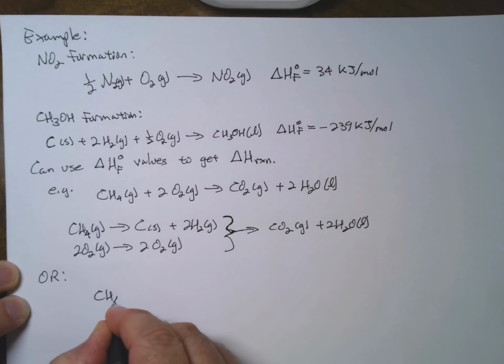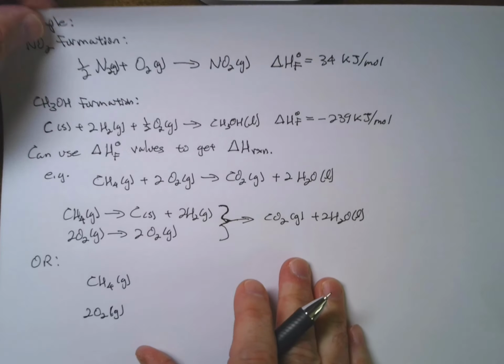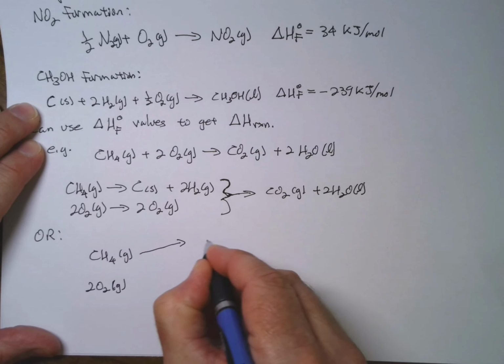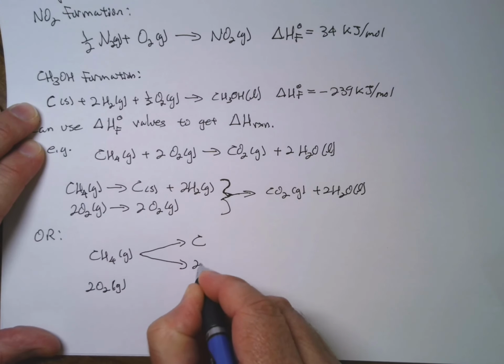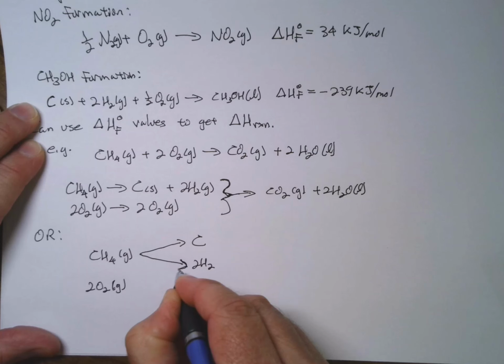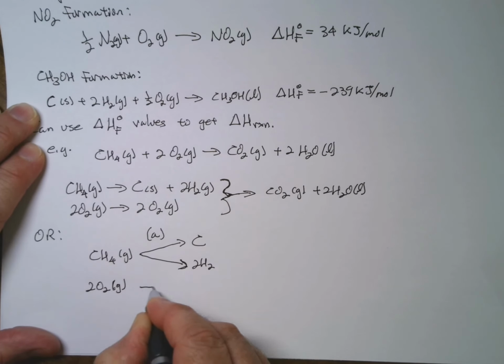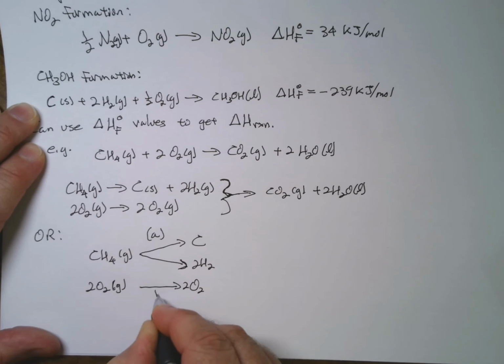We'd have our CH4 gas, our 2O2 gas. And let me make sure I have enough room here. And our CH4 will give us carbon and 2H2. We'll call this A. Our 2O2 gas will give us 2O2. We'll call that B.